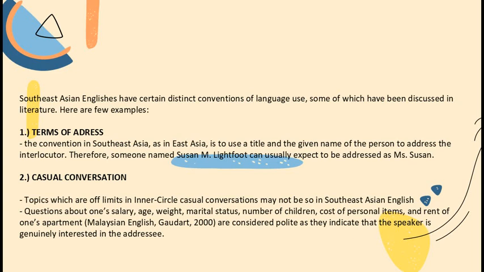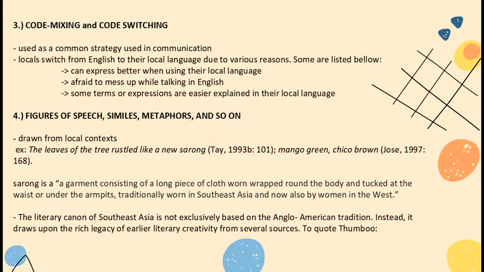First, the terms of address. The convention in Southeast Asia, as in East Asia, is to use a title with the given name of the person to address the interlocutor. Therefore, someone named Susan M. Lightfoot can usually expect to be addressed as Miss Susan. Second, casual conversation. Topics which are off limits in inner circle casual conversations may not be so in Southeast Asian English. Questions about one's salary, age, weight, marital status, number of children, cost of personal items, and rent of one's apartment are considered polite as they indicate that the speaker is genuinely interested in the addressee.